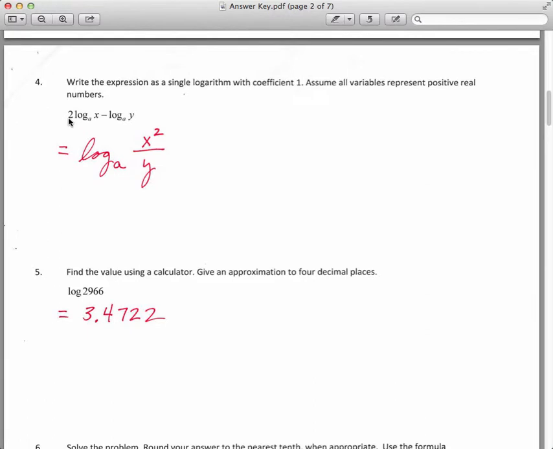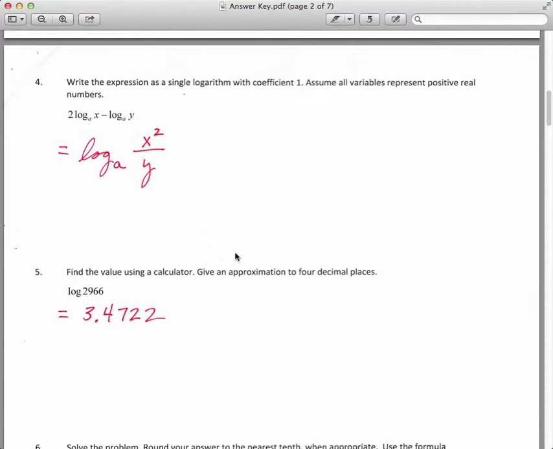So the 2 here becomes an exponent on the x because it's subtracted. There's a property of logarithms that says that the y needs to go down to the denominator. So log base a of x squared over y. And that's just using 2 of the properties of logarithms to do that.